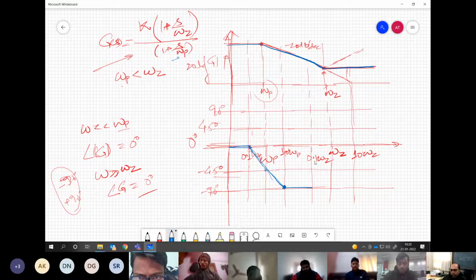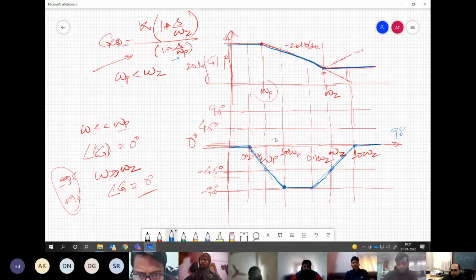Now from here the phase will start getting lesser negative, so it will start moving towards 0. Now some positive slope is there in the graph. So at 10 omega z, this 0 will add another 90 degree to this phase. So in total it will come back to 0 degree. Do you understand this point? Yes, sir.